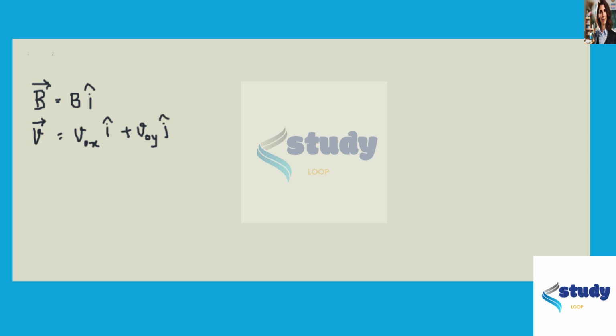Now the question is asking us to find the expression for the velocity at any later time t. So v at any later time t depends upon what? It depends upon the acceleration, right? If there is acceleration, the velocity changes. If there is no acceleration, there is no change in velocity. So it depends upon a, and further depends upon F, that is the force. So let us find the force first.